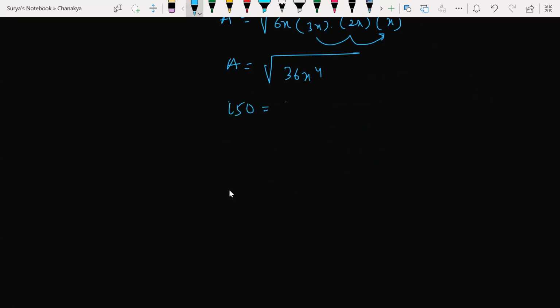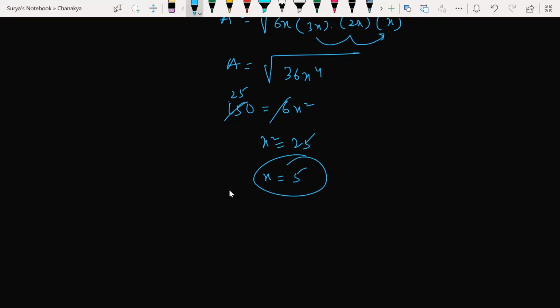So 150 is equal to this, which can be 6x square, right? 6x whole square means 36x square. So x square is equal to what? 25. So x is equal to 5.